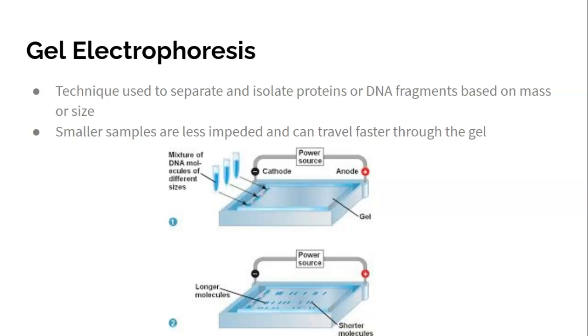For gel electrophoresis, this is a technique used to separate and isolate proteins or fragments of DNA on a larger scale. So the larger the DNA fragment, the less it's going to move on the gel. And so the smaller the DNA fragment, the lighter it is, right? Because there's less nucleotides in it, so it can move further through the gel. So it gives you an idea of the sizes of the fragments that you're looking at.